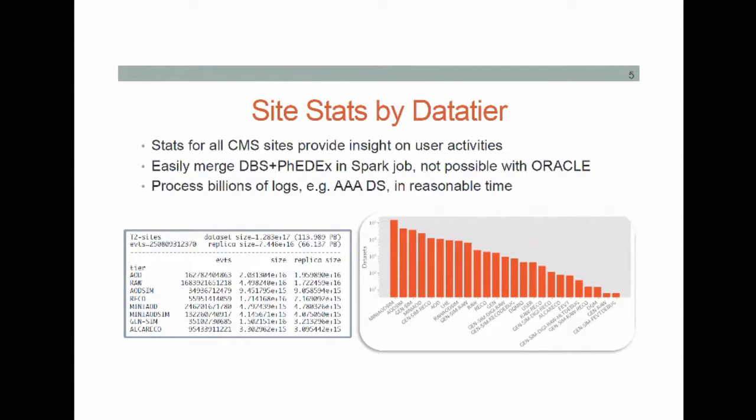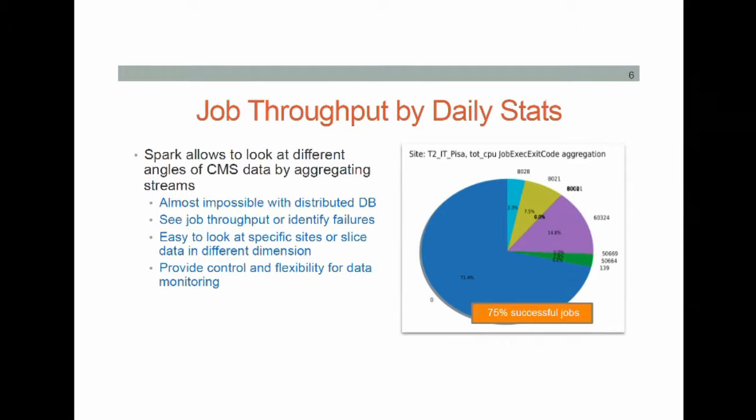Just to give you an idea of how impressive these numbers are, here you can see in the table the number of events per data tier, and in the distributions, in log scale, the number of data sets by data tier. This highlights how important it is to have this kind of framework, because we can really merge very complex and high numbers of raw data that would be impossible with the current distributed data set infrastructure based on Oracle. With Spark, you can look at new angles of CMS data, which otherwise would be impossible using Oracle.